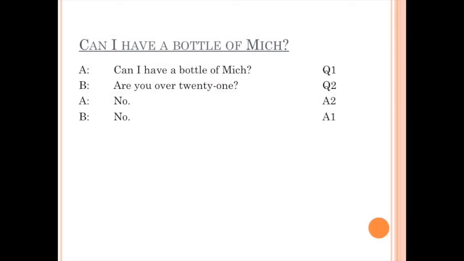Take a look at this conversation here. Can I have a bottle of MICH? Are you over 21? No. No.